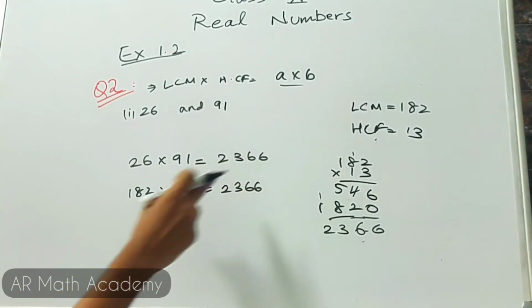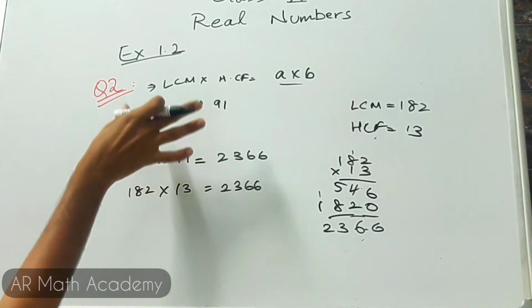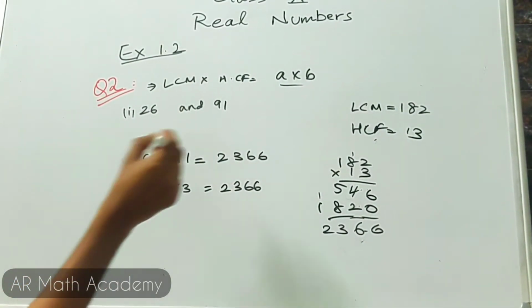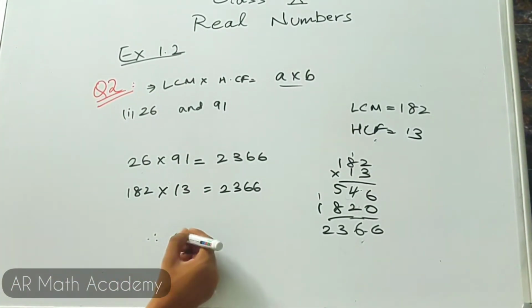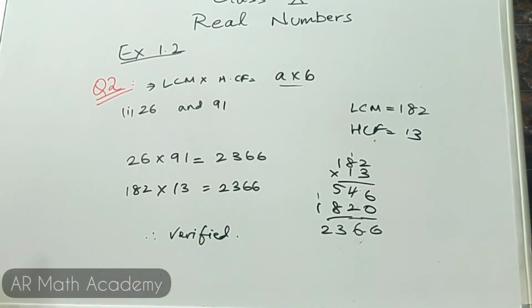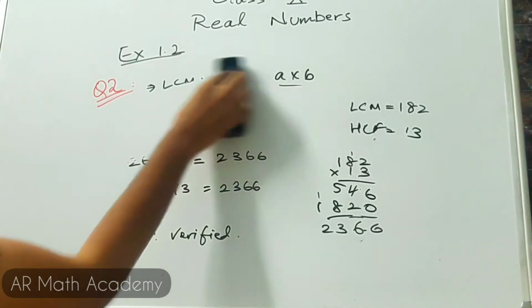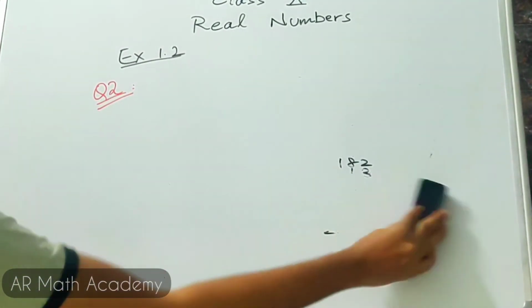Yeah, so the product of the LCM times HCF is 2366, as well as the product of the individual numbers 26 and 91 also give us the same product. So therefore we can tell that the above equation is true. So therefore it is verified for the given two numbers. Well, it is always true, but we have to prove it for specific numbers. So let us move on to the second subdivision of the same problem, question number 2 of exercise 1.2.